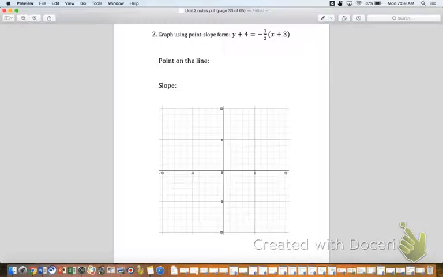So let's see if we can interpret this. Again, this is from the video. Hope this all makes a lot of sense to you. Take a look at this: y plus 4 equals -1/2 times (x plus 3). Can anybody identify the point that is on the line? Josh? 4. So remember a point is something comma something, right? 0, 4.